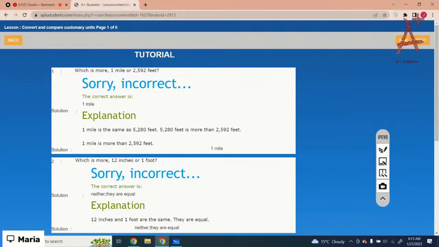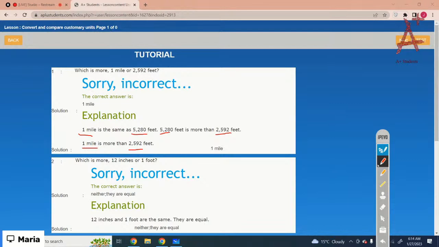We know that 1 mile equals 5,280 feet. Got it? So which is more? 5,280 is greater than 2,592. Got it? So 1 mile is more than 2,592 feet.